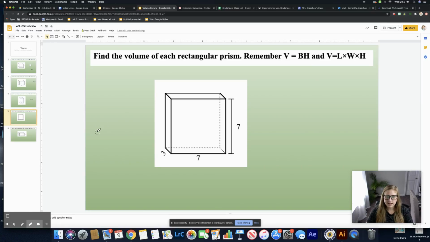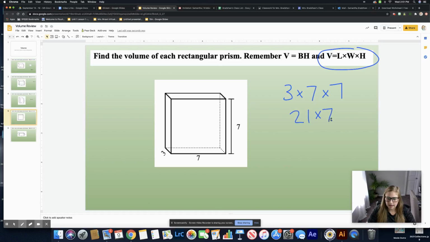All right, let's go ahead and solve it together. I'm going to use the formula volume equals length times width times height. So length times width times height. 3 times 7 is 21 times 7. I'm going to rewrite this where it is vertical, and I'm going to pretend that the second number is not there. So if you had a sticky note, you could cover it up.